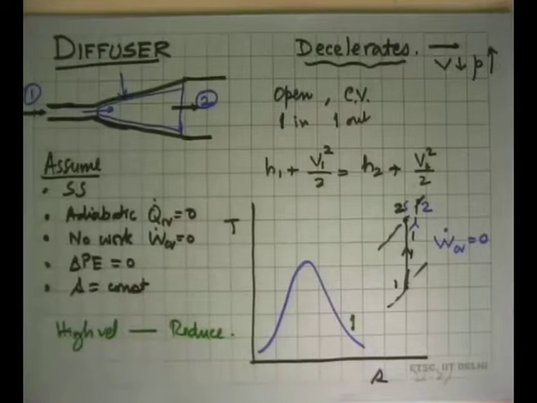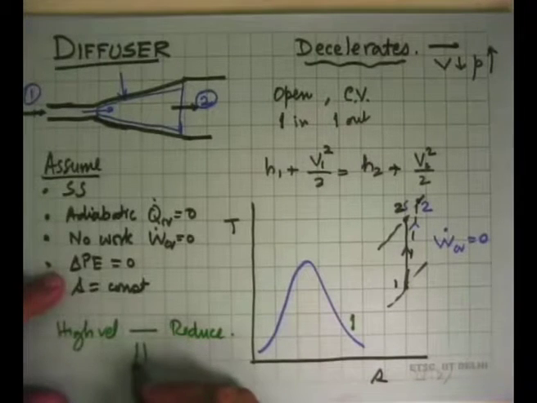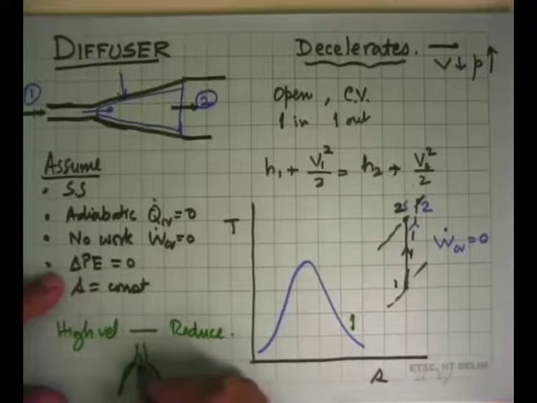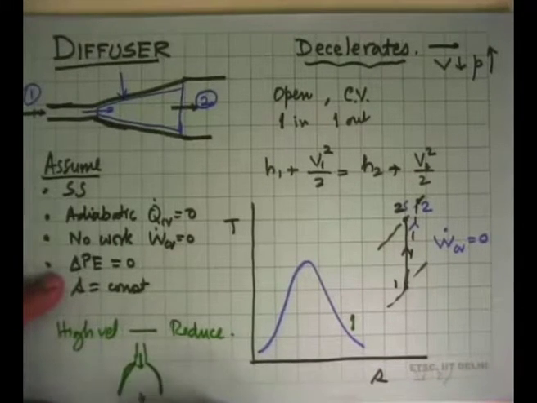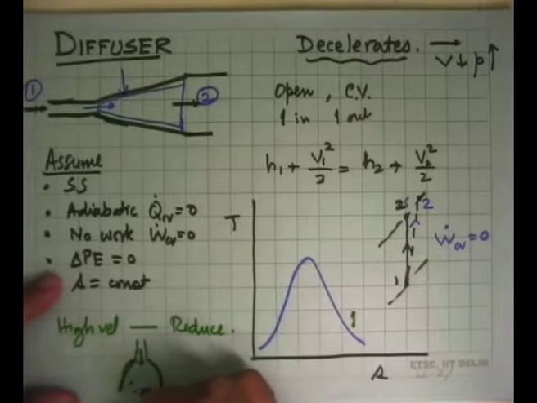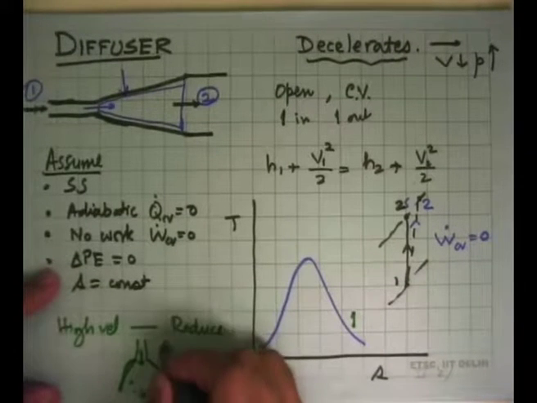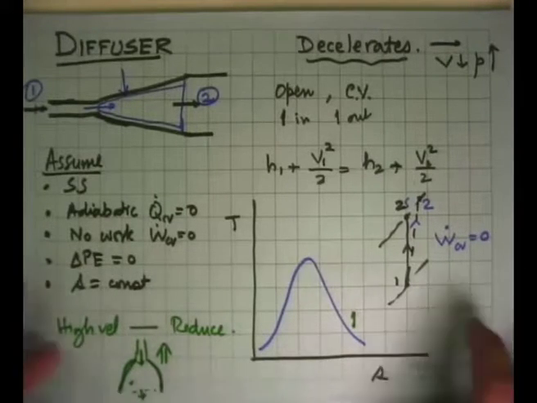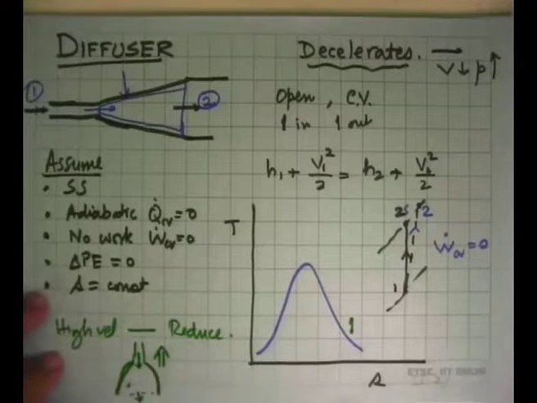You will also see this in rockets, where at the bottom you will see a device looking like this, where high velocity fluid comes in and low velocity fluid goes out. In the process, the pressure increases, and this is what generates the thrust on rockets. So this is a very important part in the design of propulsion systems.